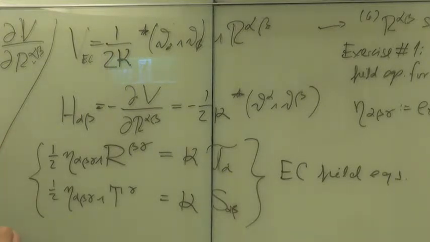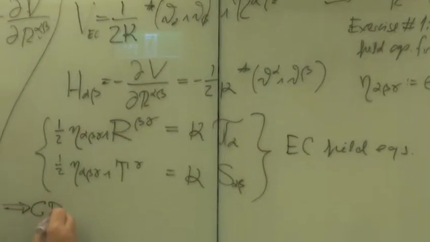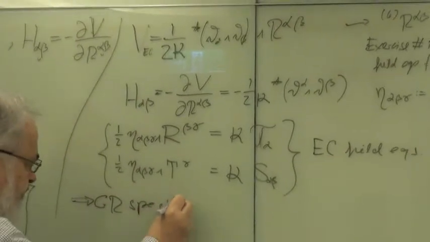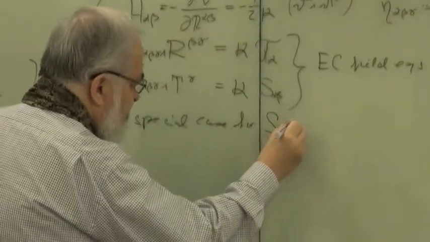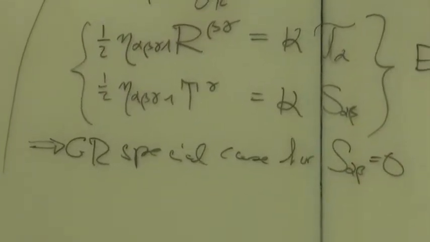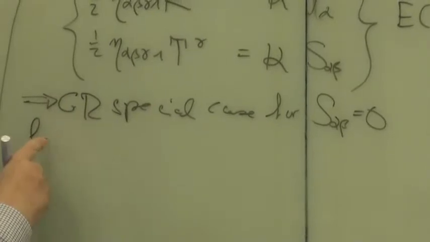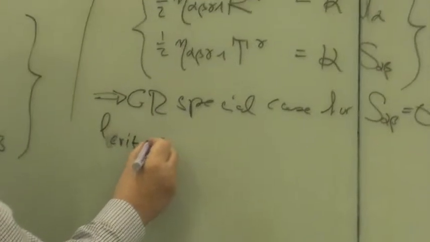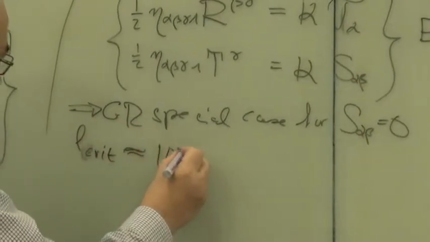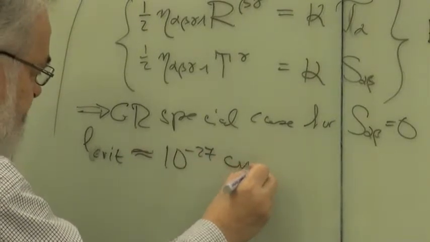So GR is a special case, for S alpha beta equals zero. And we have discussed that Einstein-Cartan theory is a viable gravitational theory, and that the critical length of Einstein-Cartan theory is about 10 to the minus 27 centimeters. So it's way above the Planck length.